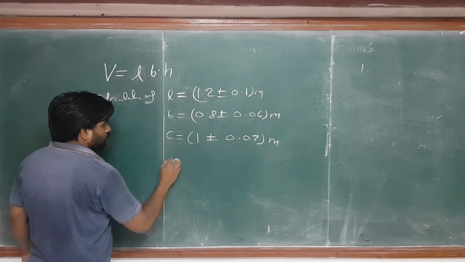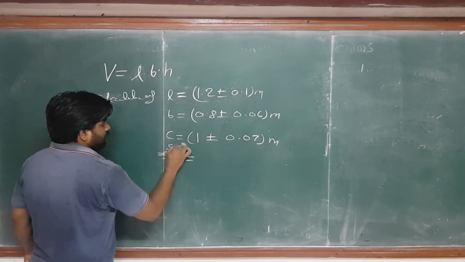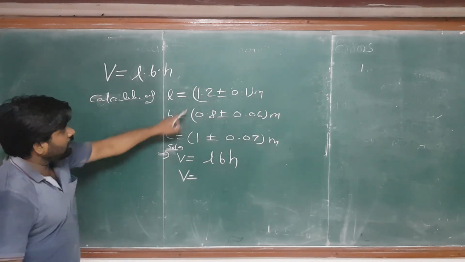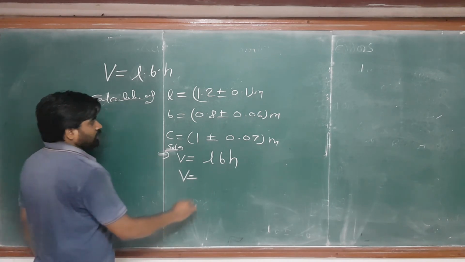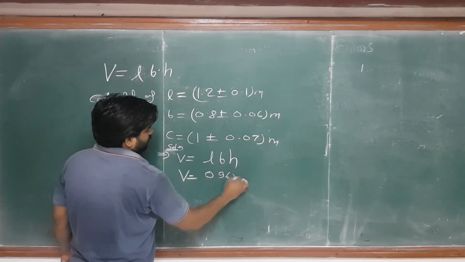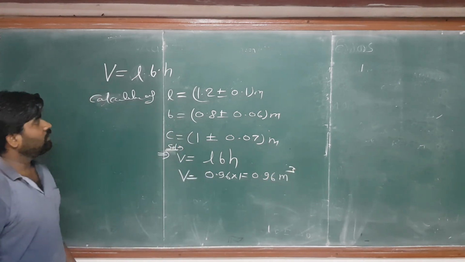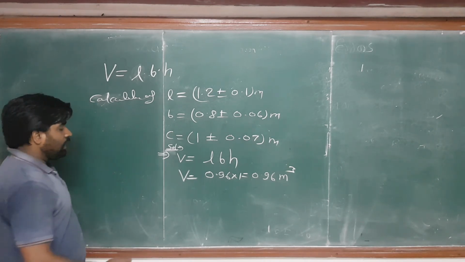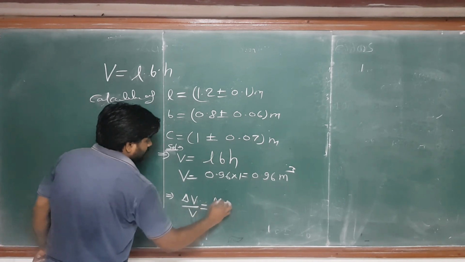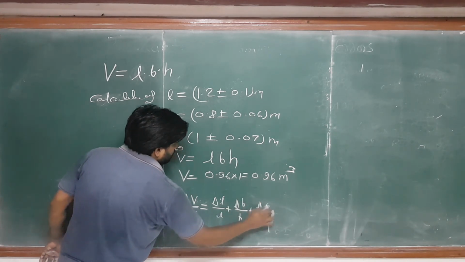Then you have to find the volume with errors. So first find V, then V is equal to how much. So first solution, I am telling V is equal to LBH. So first find V. V will be found by the multiplication of these three, so 1.2 times 0.8 times 1 is 0.96, so it is 0.96 meter cube. Okay, am I right? Okay, let's move ahead. So this is the volume. Now I said find del V, and there is no direct formula. For del V you will write del V upon V is equal to del L by L plus del B by B plus del H by H.